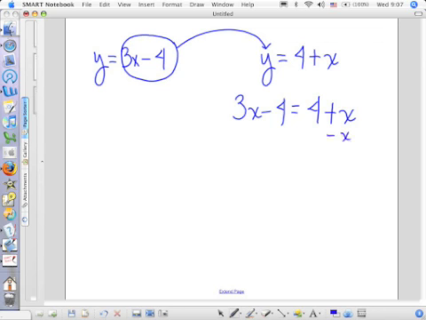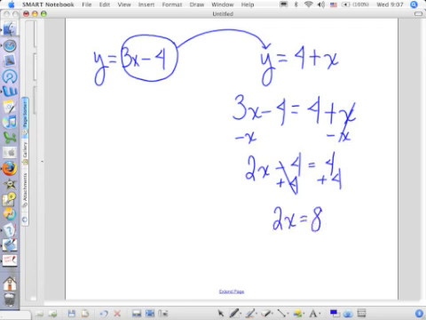I'm going to get my x's all on the same side by subtracting x. Leaves me with 2x minus 4 equals 4. I'm going to isolate the x term by getting rid of minus 4 by adding 4 to both sides. So I have that 2x is equal to 8. And then I'm going to undo multiplication of 2 by dividing by 2 on both sides. So x has a value of 4.